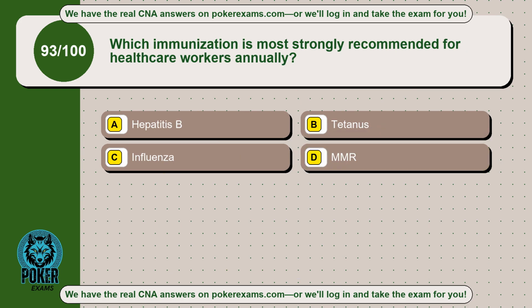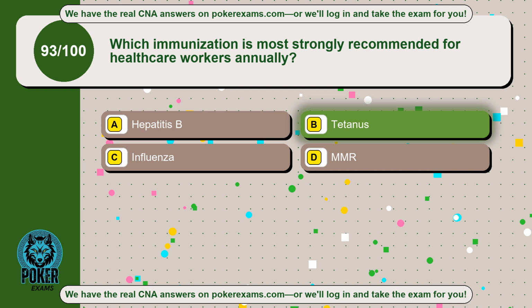Question 93. Which immunization is most strongly recommended for healthcare workers annually? Option A. Hepatitis B. Option B. Tetanus. Option C. Influenza. Option D. MMR. The correct answer is option B.